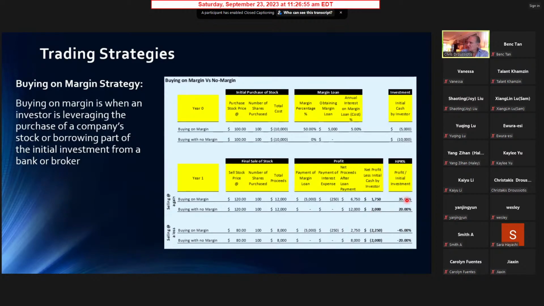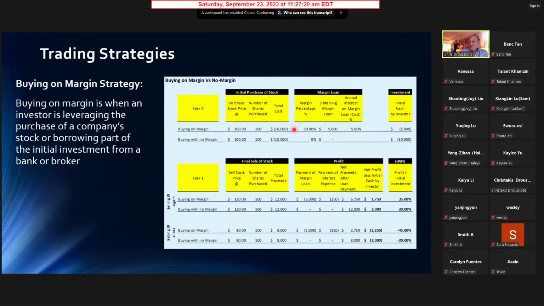And if you look at the return on your investment, which I call the HPR, it's the profit over your initial investment. So 2,000 divided by 10,000, that's 20%. So your money grew 20% basically. It went from 10,000 to 12,000. So you had a 20% return. Okay, so let's look at buying on a margin.